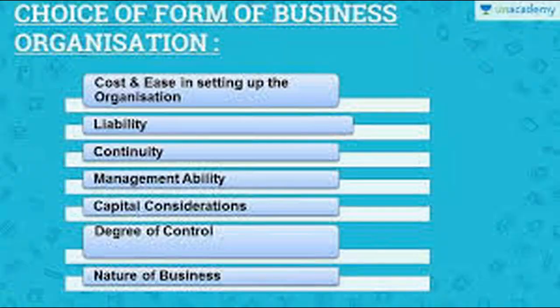So the next concept is choice of form of business organization. After coming through all these different kinds of business organization, it is very important that you take an important decision regarding which kind of business organization to opt for. Obviously a business concern cannot go with each and every kind of business organization. Each business organization has its own merits as well as demerits. So what a business concern has to do is think about the advantages which it gets from different kinds of business organization.